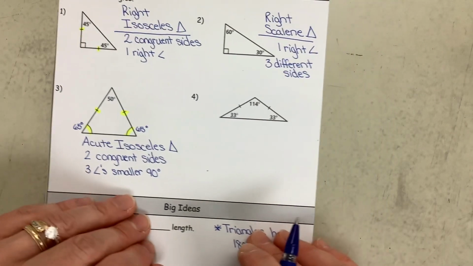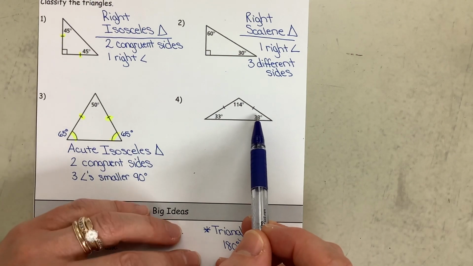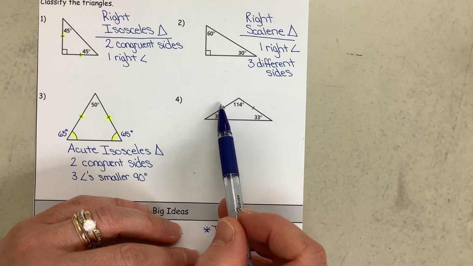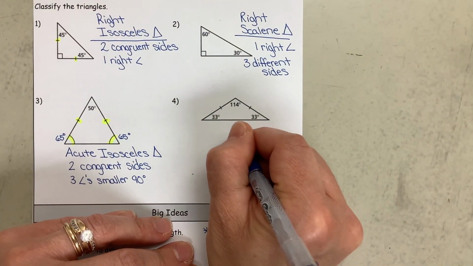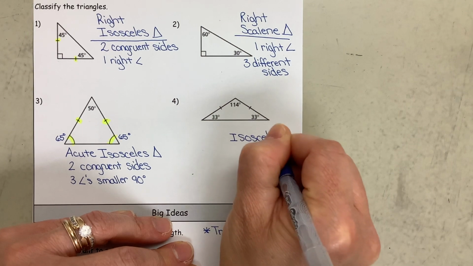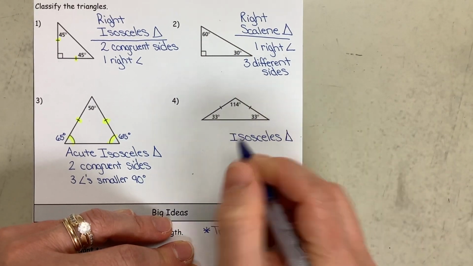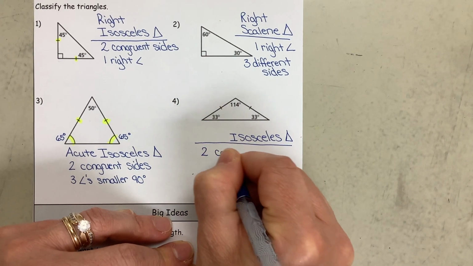Alrighty. Over here, we have two angles. They're the same, and they're small. We have two sides that are equal. So we know it's isosceles, so we could go ahead and write that right away. Okay, so we have two congruent sides again.